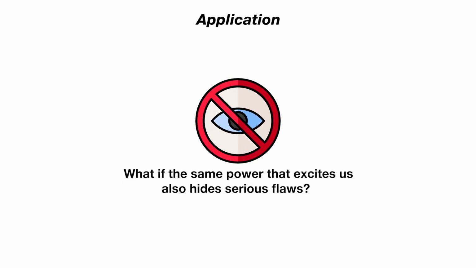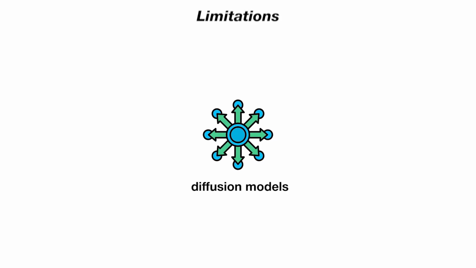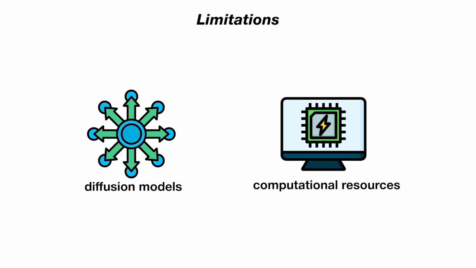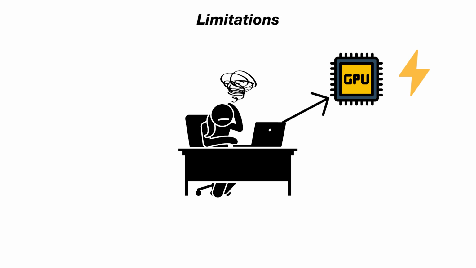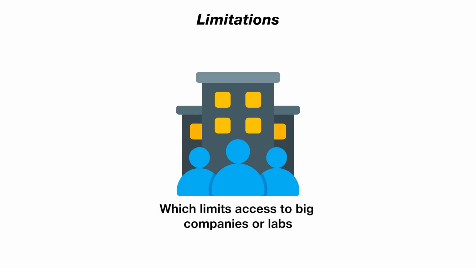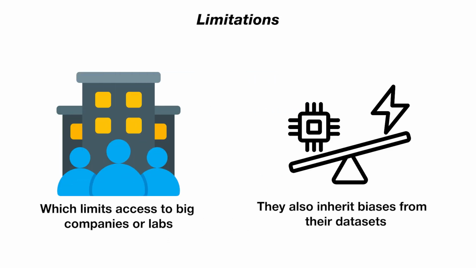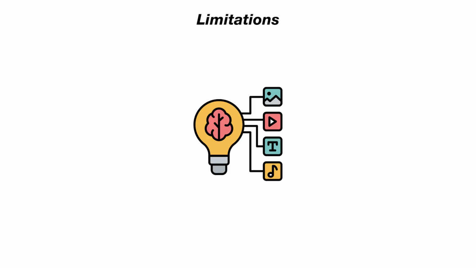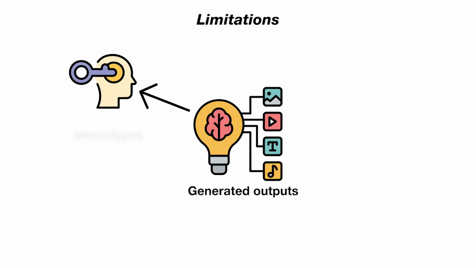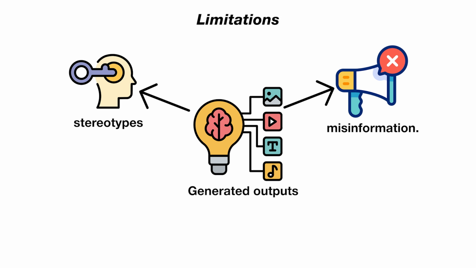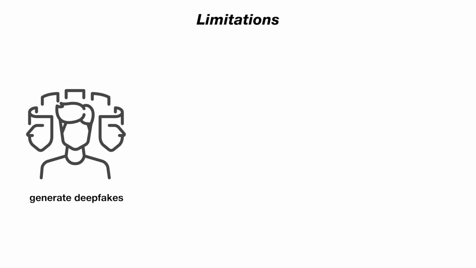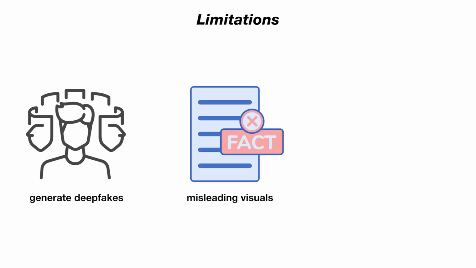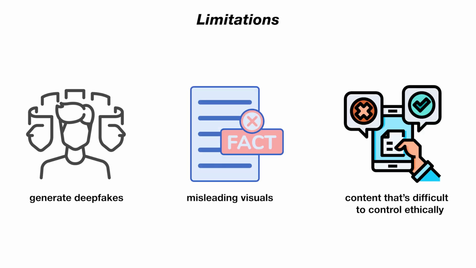What if the same power that excites us also hides serious flaws? You see, diffusion models demand huge computational resources. We are talking training that requires massive GPUs and energy, which limits access to big companies or labs. They also inherit biases from their datasets, meaning generated outputs can unintentionally reflect stereotypes or misinformation. Another concern is the misuse potential. These systems can generate deepfakes, misleading visuals, or content that's difficult to control ethically.